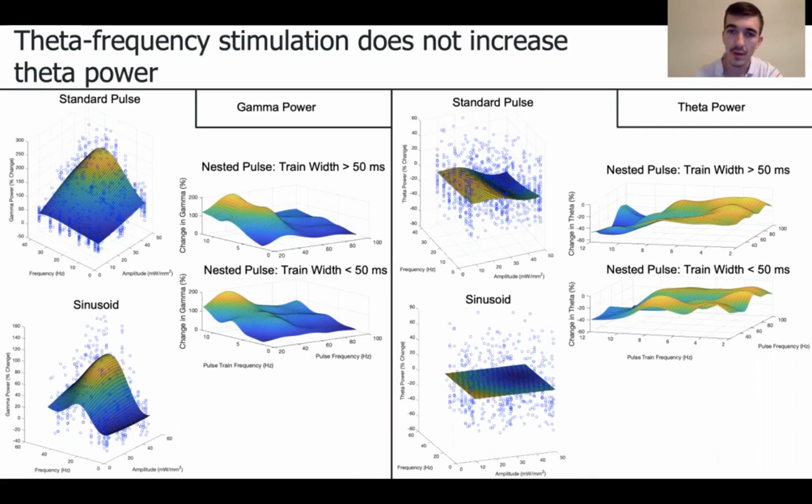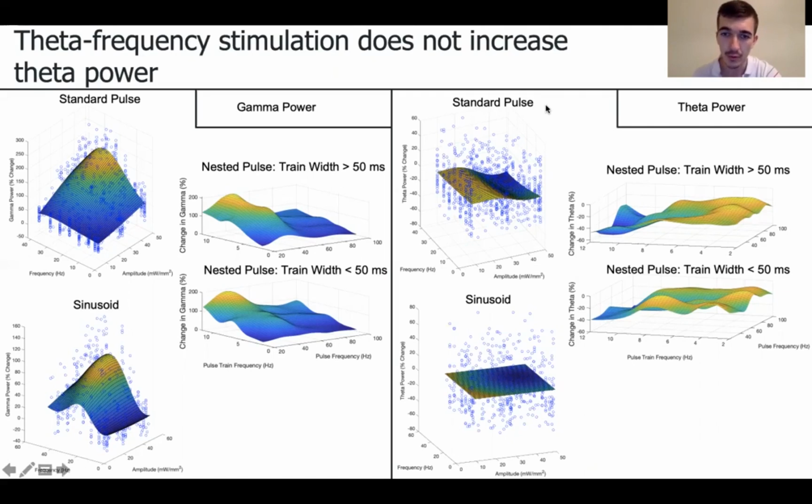Modulating theta power is a lot less straightforward. We actually found that none of these different stimulation parameter spaces was able to increase theta power beyond baseline. This is especially interesting with the nested pulse train space because several prior studies in the literature had specifically selected this space based on the idea of entraining low frequency oscillations. So we were surprised at this result.